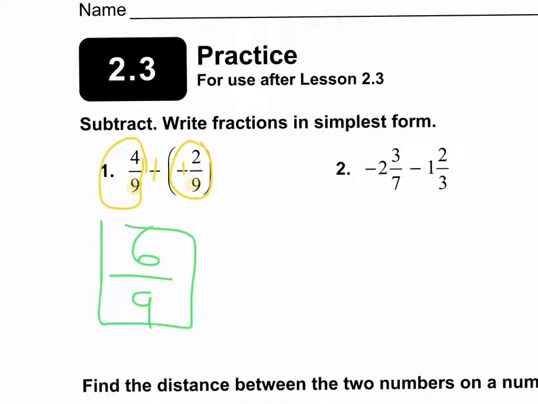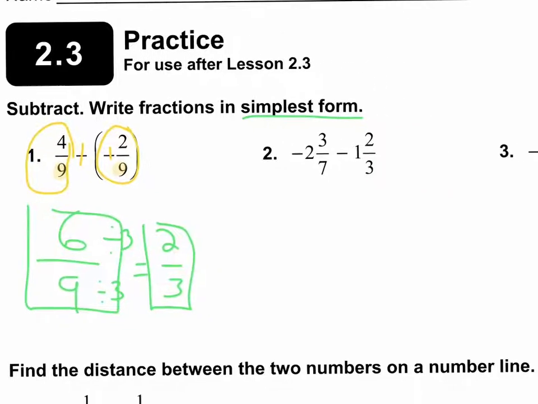But is it in the simplest form? No, there is something that goes into 6 and 9. 3 does. So divide by 3, divide by 3. This becomes 2/3, and that is your true answer. Make sure you read directions. If it says simplest form, you need to simplify.